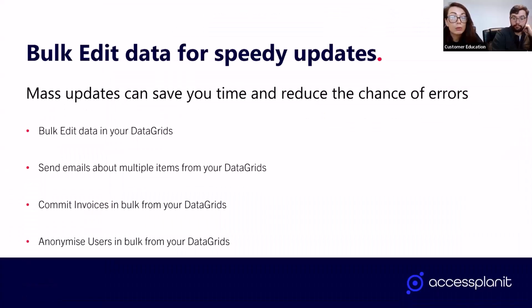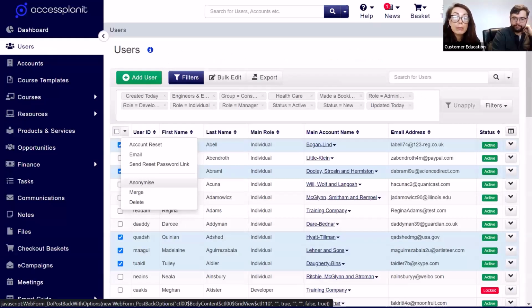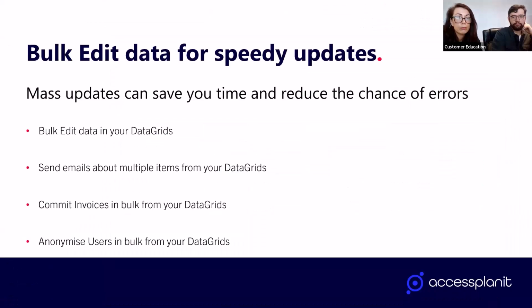As a final example, you can anonymize user information in bulk. This can be a big time saver if you need to periodically remove personal or identifiable information as part of your business processes. You would head over to the users data grid, apply a filter. So for example, last course attended was over 7 years ago. Long time. Select the relevant users, and for the mass action option, select anonymize. Nice one.